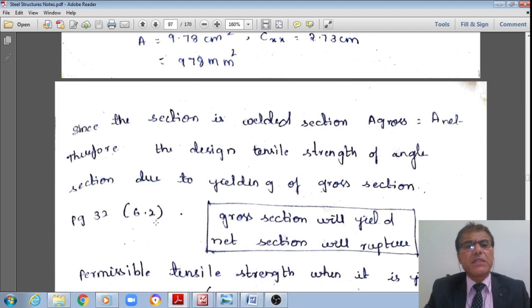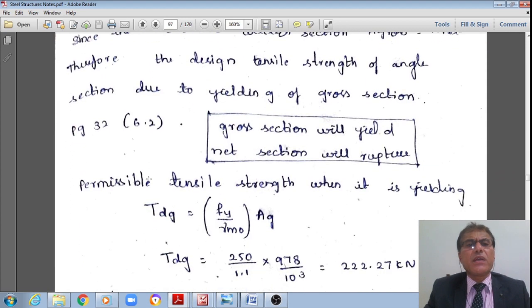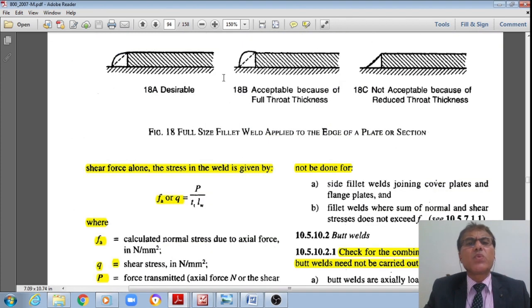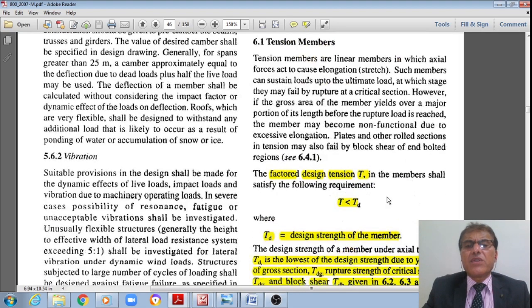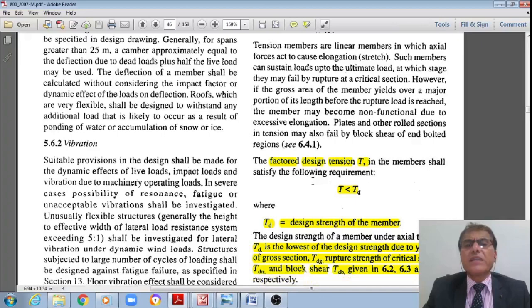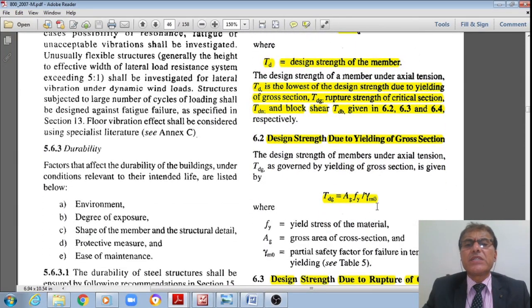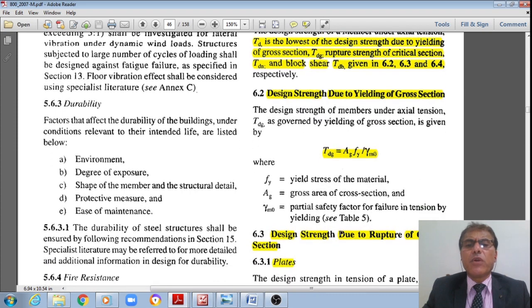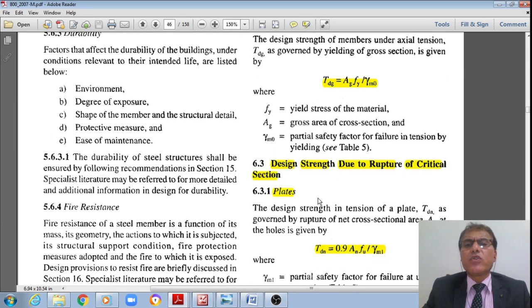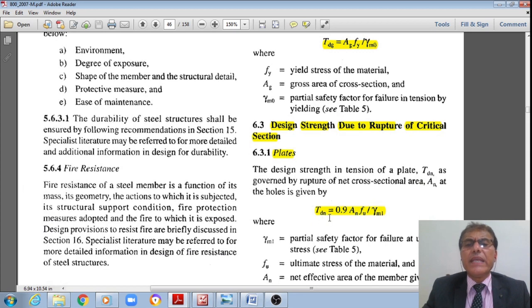Now let me go to page number 32 of IS 800, students. That is how we are there in design of tension members. Design strength due to yielding of the gross cross section, Tdg, is equal to Ag Fy divided by gamma m0. Similarly, the design strength due to rupture of the plate is Tdn.